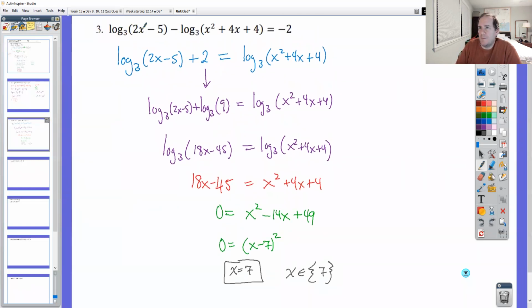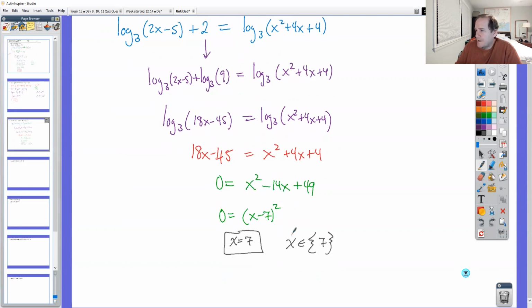So what if I plugged it in up here? 14 minus 5, well, that's positive. 49 plus 28 plus 4, that's positive. So we're fine. It's not extraneous. It is our solution, and we're done.